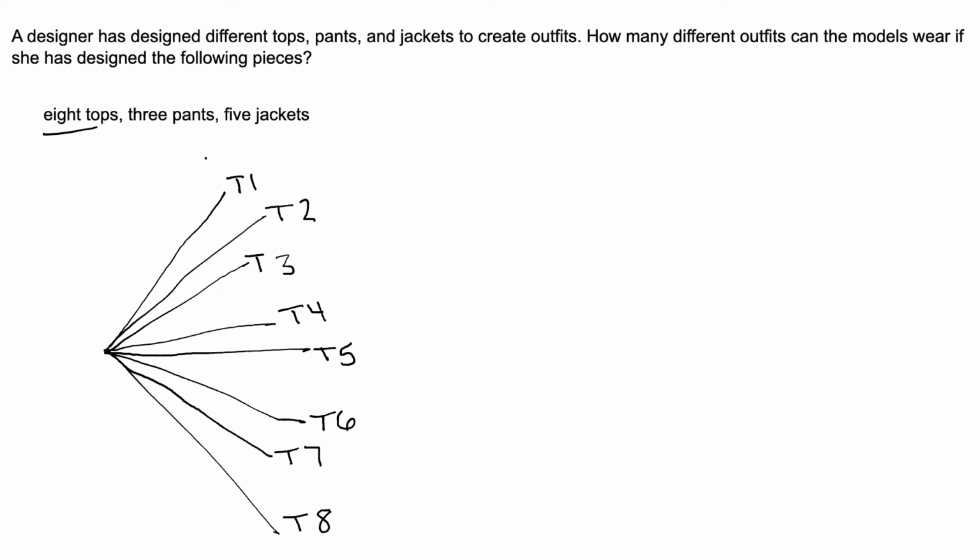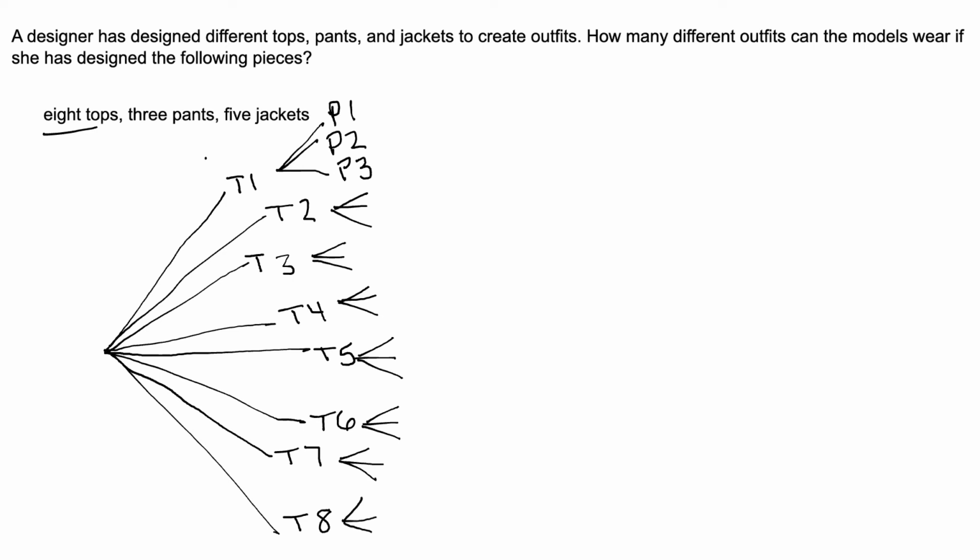After I choose a top, I then can choose pants. So I have 3 different styles of pants. So from each top, I'm going to draw 3 branches to represent my options for pants. I have pants 1, pants 2, and pants 3. So notice I can draw 3 different branches for each top and label them pants 1, 2, and 3. Now I'm not going to complete this entire tree diagram because I want you to see if there's a pattern first.